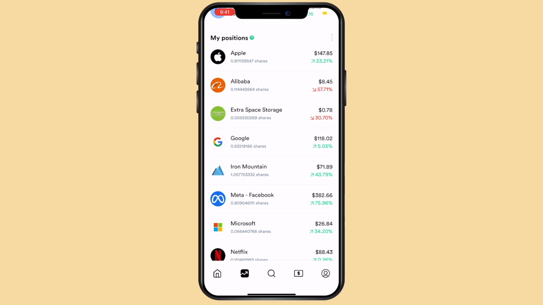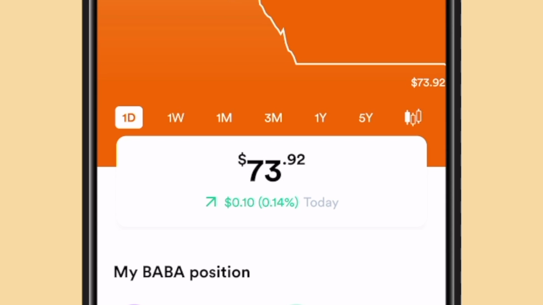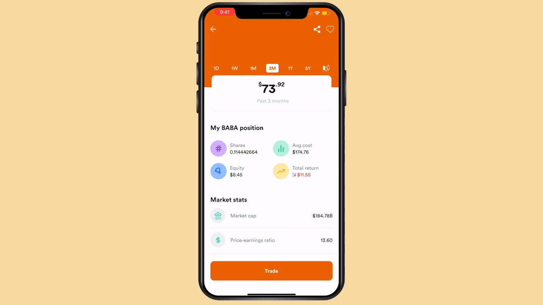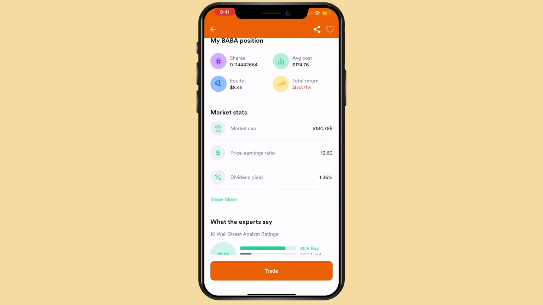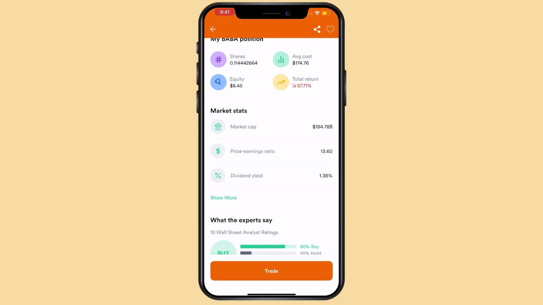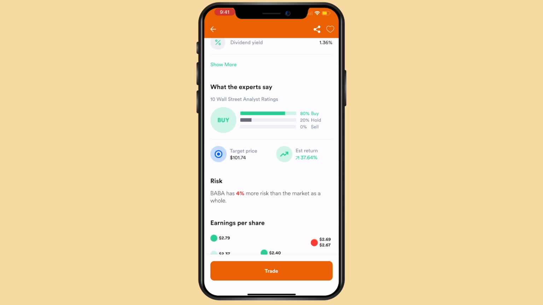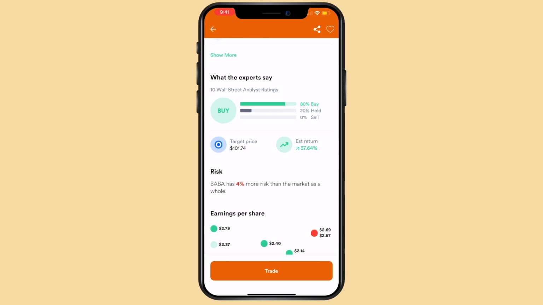Dito naman tayo kay Alibaba. $73.92 ang price niya per share. Tumaas ng 0.14% today. Market stats, mukhang okay PE ratio niya. 80% of the 10 Wall Street analysts recommend to buy and 20% to hold. Target price is $101.74 and current price is $73. So estimated returns if the target price is reached is 37.64%.